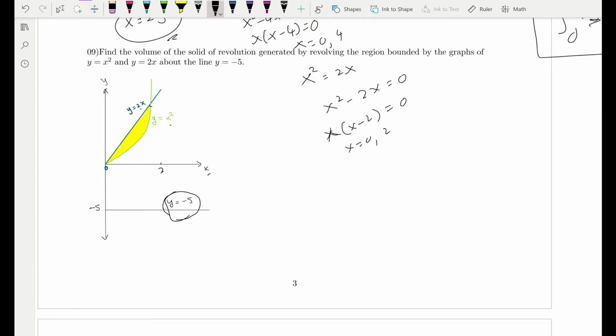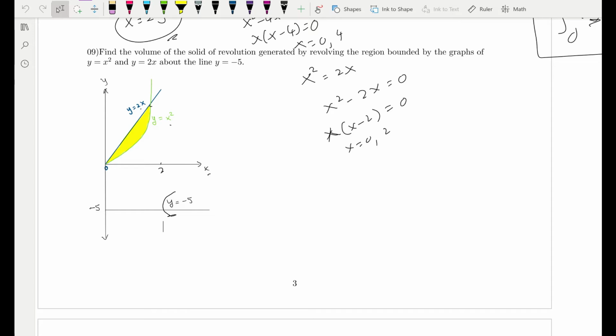Now the thing is that we are rotating around y equal to -5. So the first thing you need to decide is, should I set this integral up with respect to x or y? That's the first thing that you need to decide. Again, I'm repeating, you're not rotating around the x-axis or y-axis. You're rotating around the line y equal to -5. And there's only one right answer here. Should it be with respect to x or y?